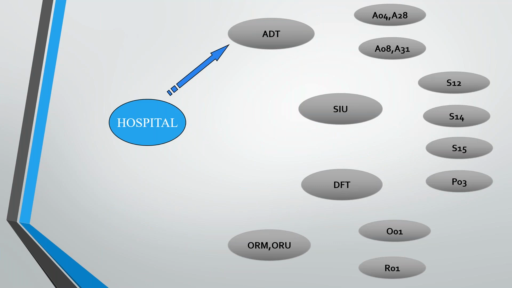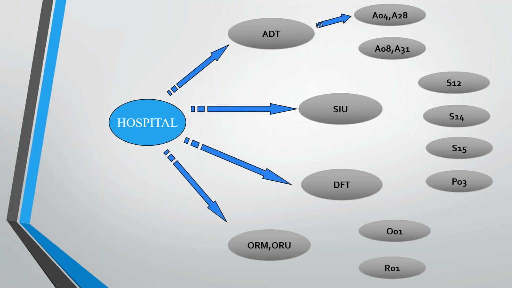Now we did see that the registration component represents ADT, which is admit, discharge, and transfer. And within that, we have ADT A04 or A28, ADT A08 or ADT A31. So these two represent: ADT A04 represents a new patient registration.